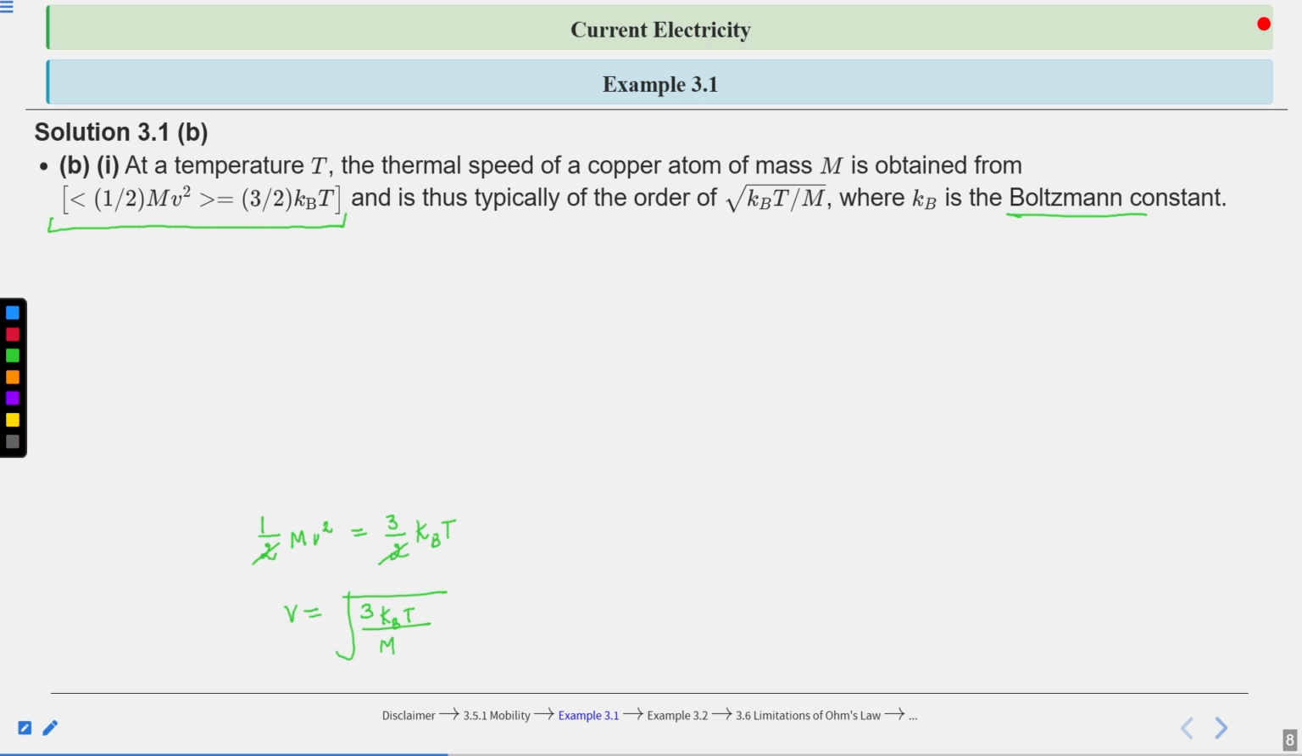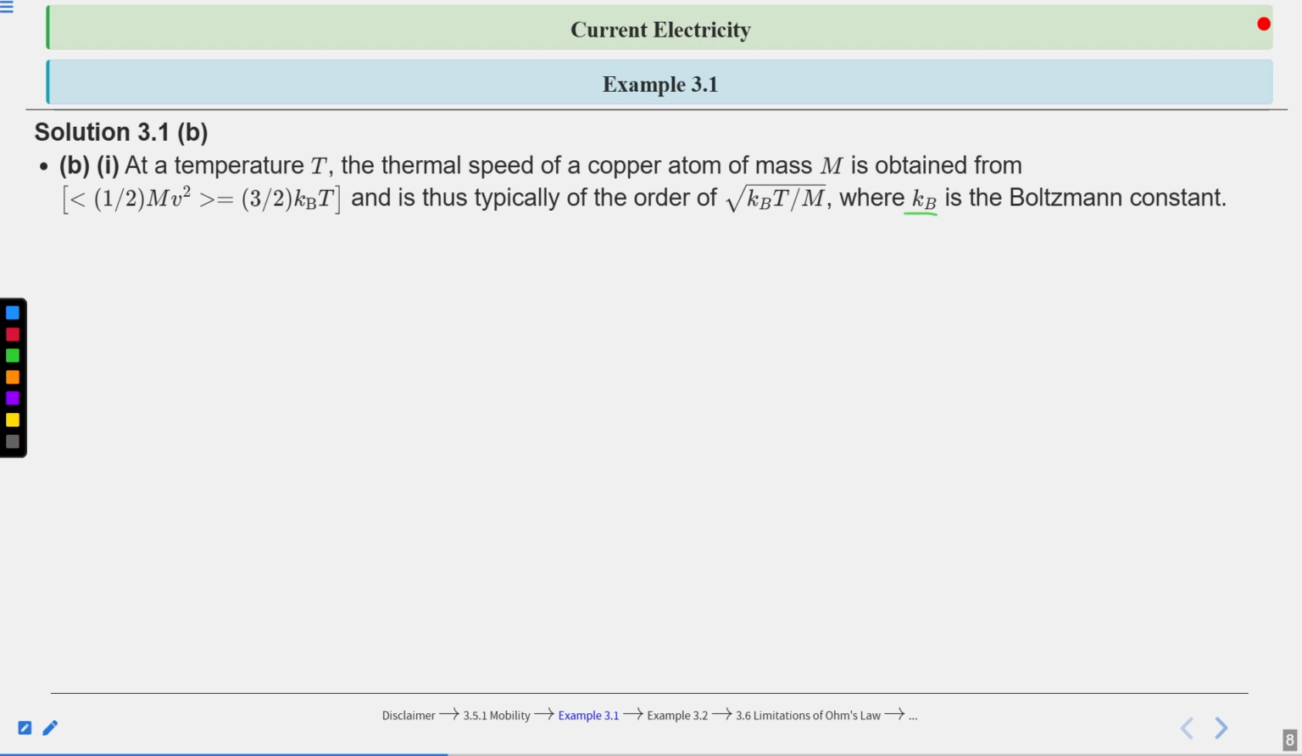In order, we are not concerned with the digit. Like the order of drift velocity was 1.1 into 10 raised power minus 3, so we can say it is of order 10 raised power minus 3. We are not concerned with 1.1. Here also it is of the order of root kBT by m. We are not concerned with 3. The actual velocity is root 3 kBT by m, but it is of order root kBT by m, where kB is the Boltzmann constant.